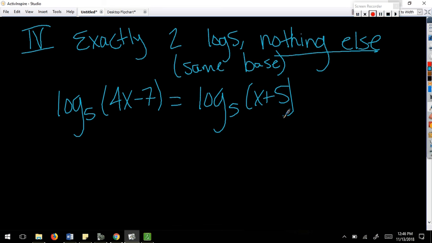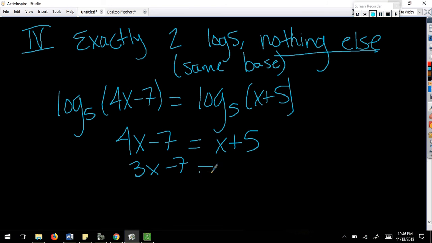Yes. Okay, I'm not going to spend any longer than that on this because it's that easy. You get them on both sides of the equal sign. Subtract the x. Add the 7. And divide by 3.